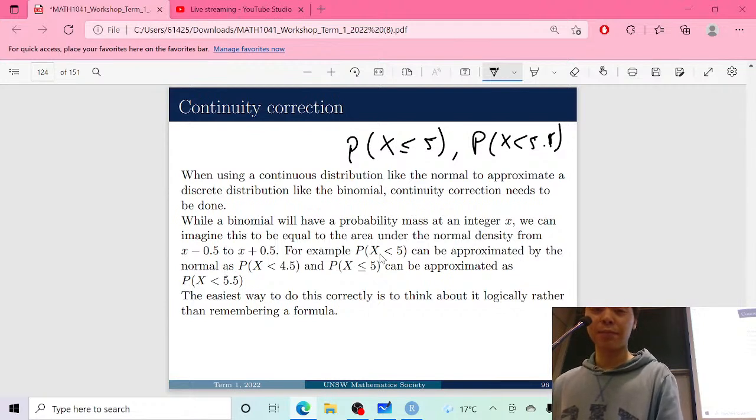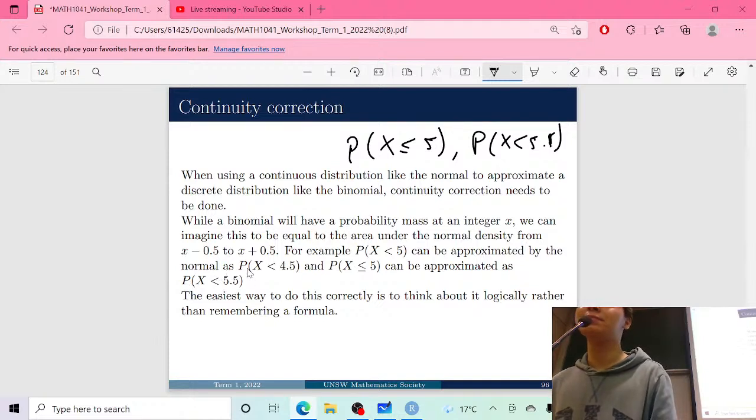So for example, if you have P(x less than 5), what you can do is approximate it by the normal as the probability that x is less than 4.5, because you don't want to include the 5 as well. So actually you don't even care about what happens at 5. And so you can subtract 0.5 and you still don't change the probability. And similarly, if you want to include the 5, then you add 0.5, because you also want to account for the fact that x could take on 5.